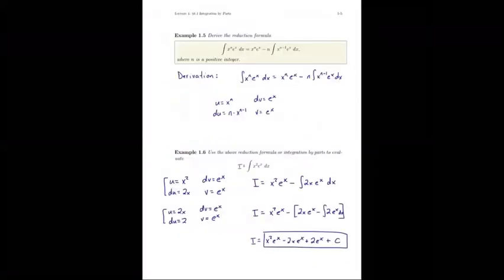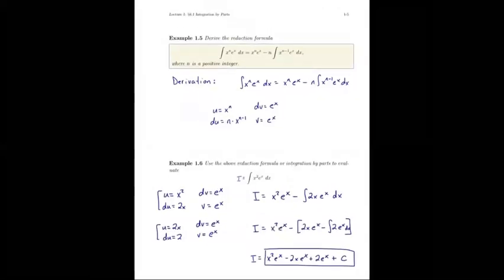So moving along, of course, this tool can help us build other tools. The most immediate tool that we can build with the integration by parts formula are reduction formulas. So our first reduction formula looks like the following.